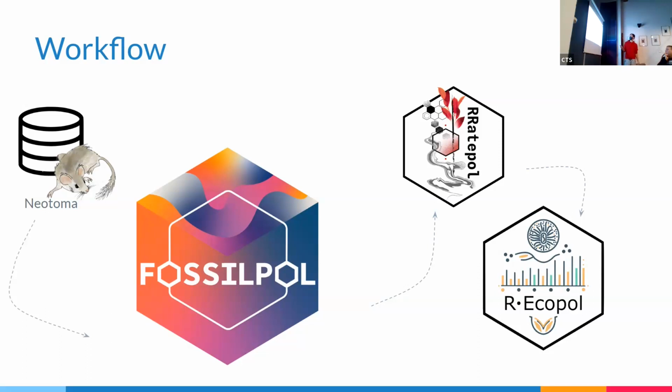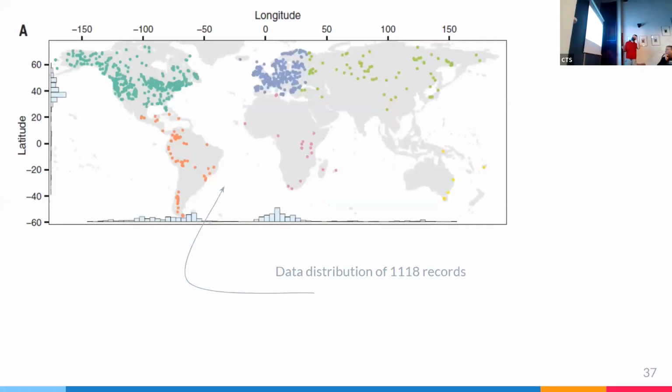Okay, so what have we actually done? This is the distribution of the data. We have over 1,100 records, which at that time, in 2020, was the maximum which fulfilled the quality criteria. So a few years ago. Nowadays it's much better, especially in terms of Latin America and Oceania. There is actually much more data.